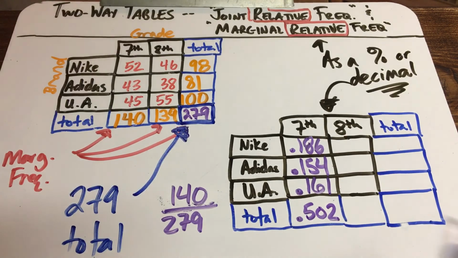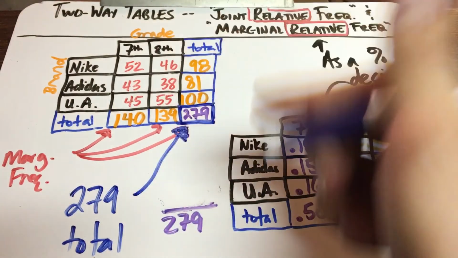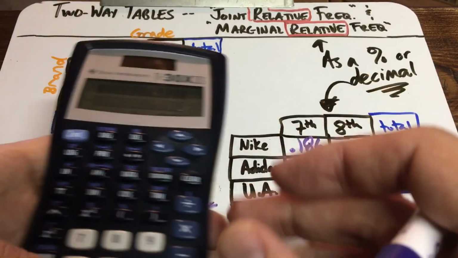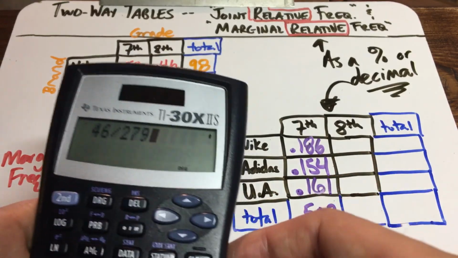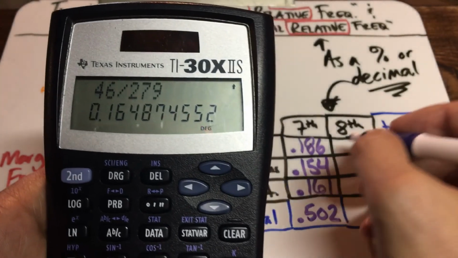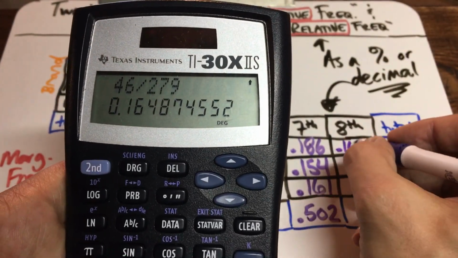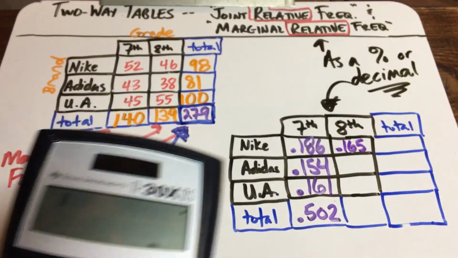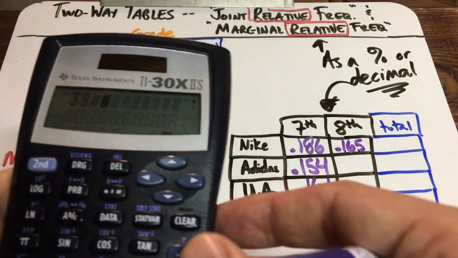And then I can do the same thing with 8th grade numbers over here. 8th graders who picked Nike was 46. I can do 46 divided by 279. And you see this is where a calculator helps, 0.16, I'm going to bump that up to 0.165 or 16.5%. Adidas would be 38 divided by 279.